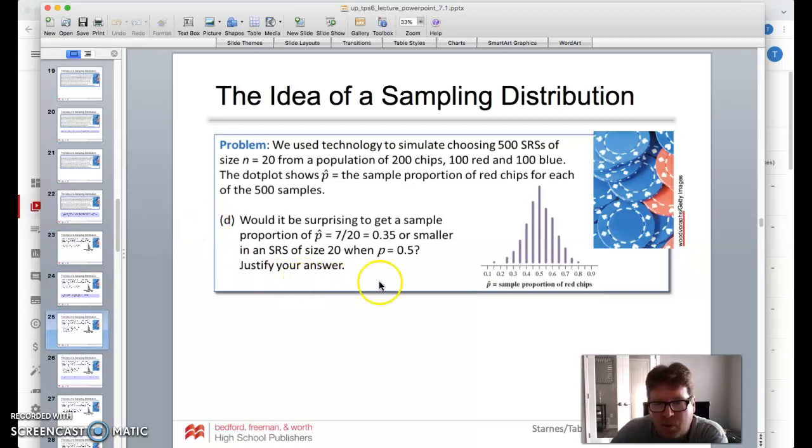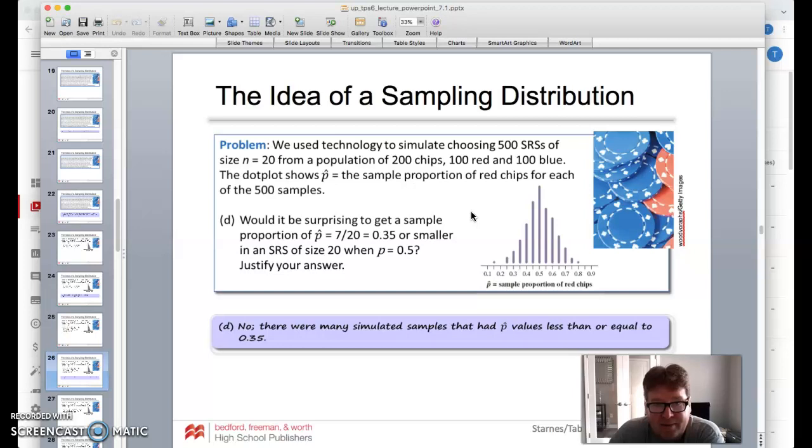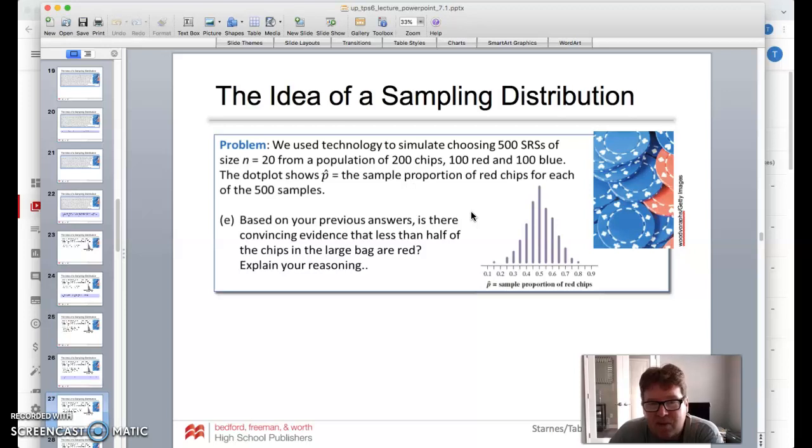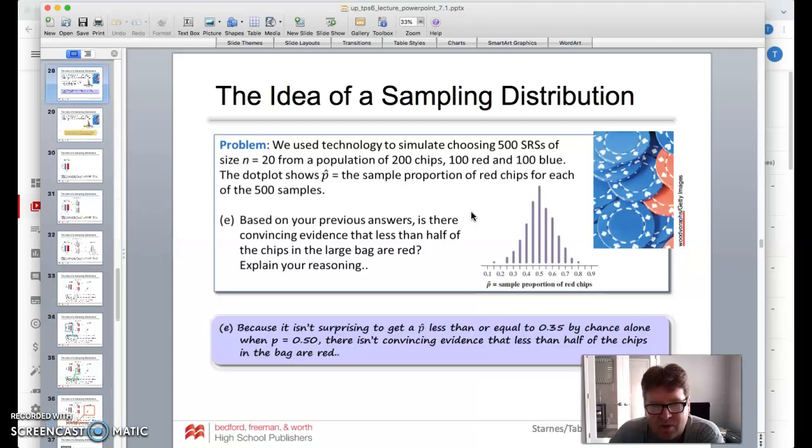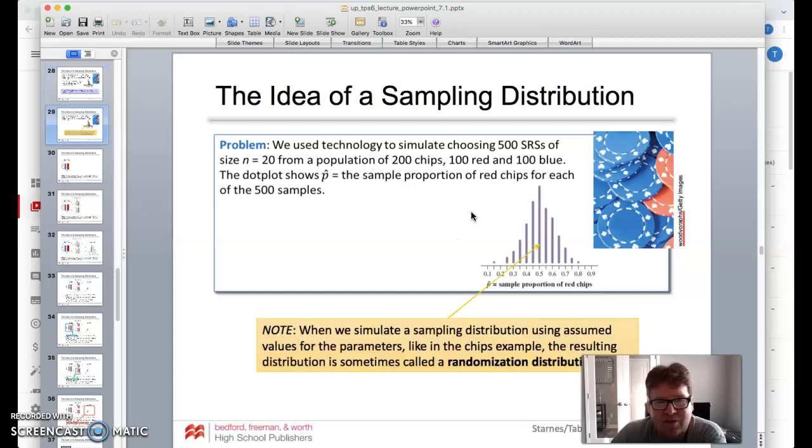Now, would it be surprising to get a sample proportion of 0.35? As we look at our chart, no, it's not. It's not that uncommon. There are many examples that would be 0.35 or smaller, so it's not really a big surprise. So based on the previous answers, I would assume Mrs. Lynn's telling the truth and that this was just due to some variability in our sampling. So there's not really convincing evidence there. That's how we would decide that. It's always good to use statistics to judge that.